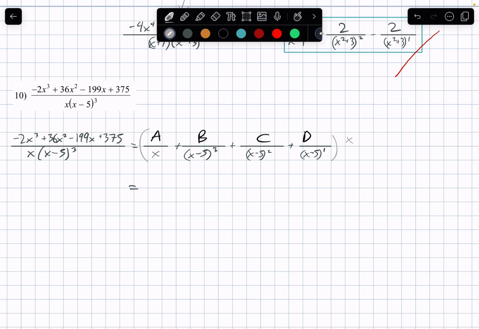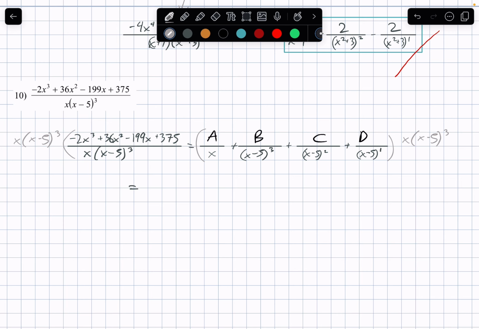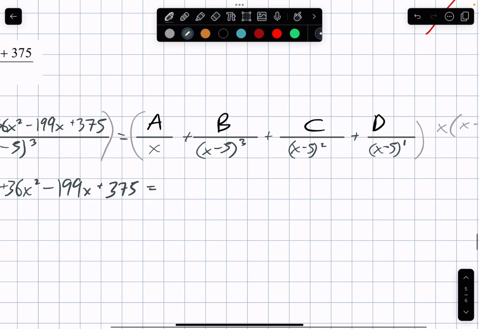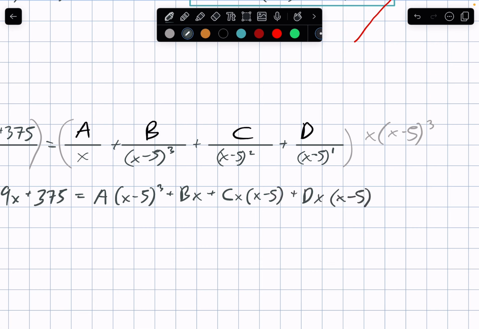LCD, x times quantity x minus 5 raised to 3. Other side, so what we're left with is negative 2x plus 3 plus 30x raised to 2 minus 199x plus 375 is equal to a times x minus 5 raised to 3 plus b times, well, just bx, and then c x times x minus 5, and then plus d x times the quantity x minus 5 raised to 2.